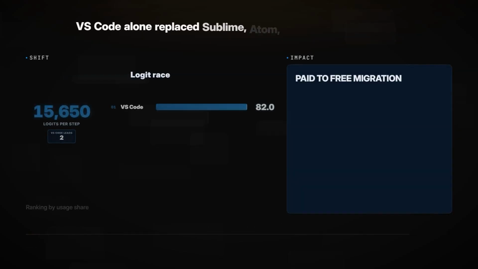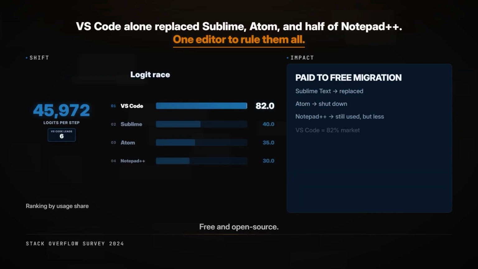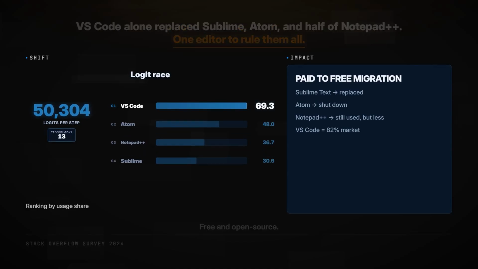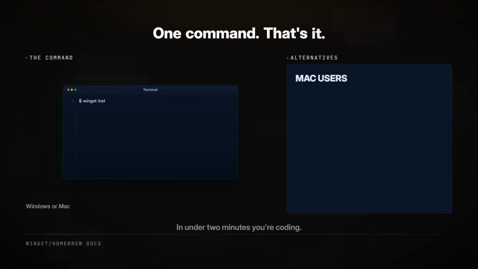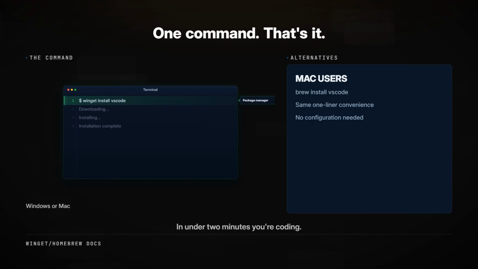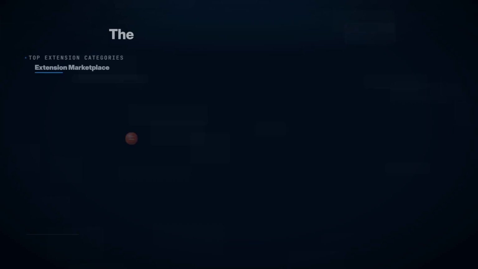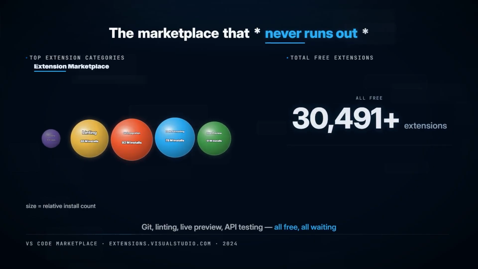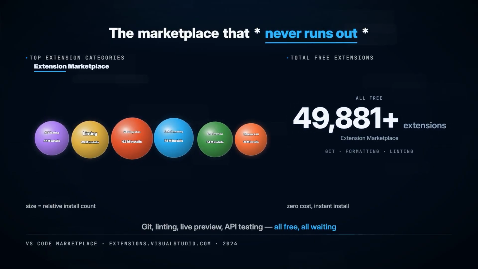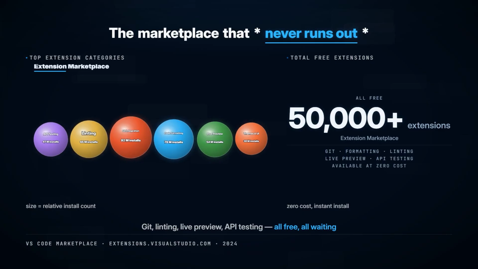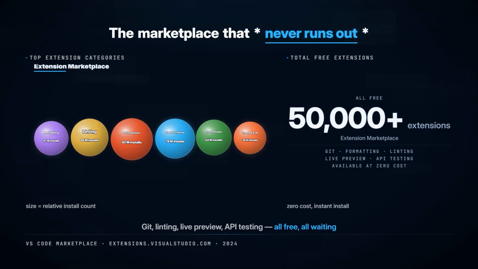Start with code editors. VS Code alone replaced Sublime Text, Atom, and half of what people use Notepad++ for. One command. That's it. Winget on Windows, Homebrew on Mac. It downloads, installs, and you're coding in under 2 minutes. The extension marketplace has over 50,000 free extensions. Git integration, code formatting, linting, live preview, API testing.